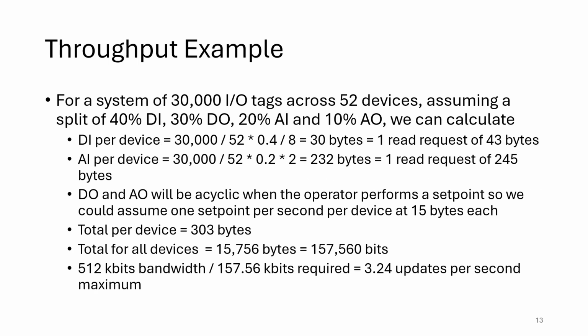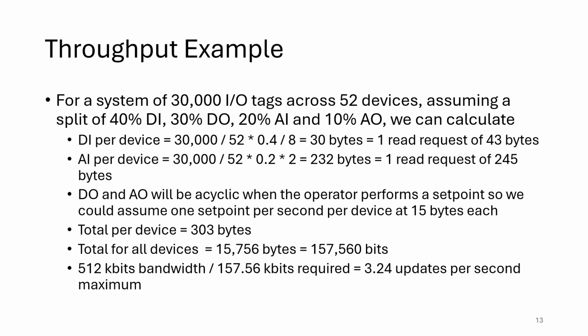So let's finish up with a worked example of throughput. This is an industrial control system with 30,000 I/O tags spread across 52 devices. We have to allow for the differences between discrete data and analog data, with discrete data using 1 bit, or 8 bits per byte. But if we've got analogs, then they are sent typically as 16 bits or possibly as a 32-bit real. But in this case, we'll assume 16 bits for the analogs.